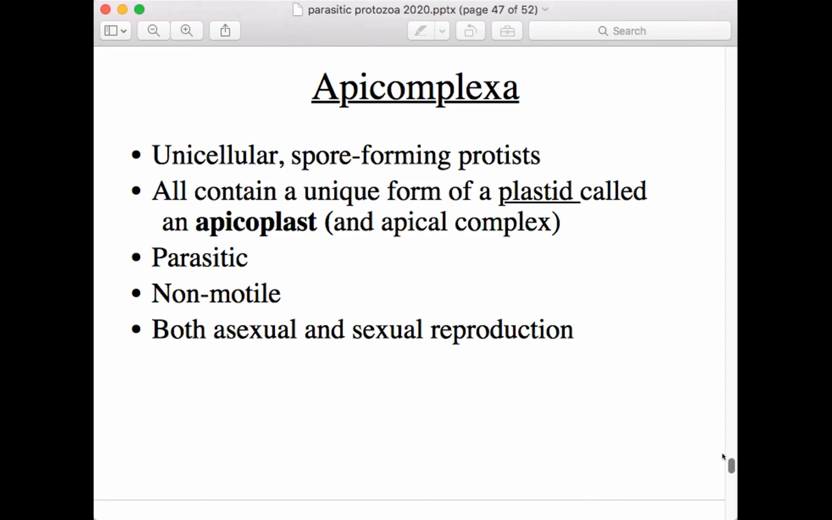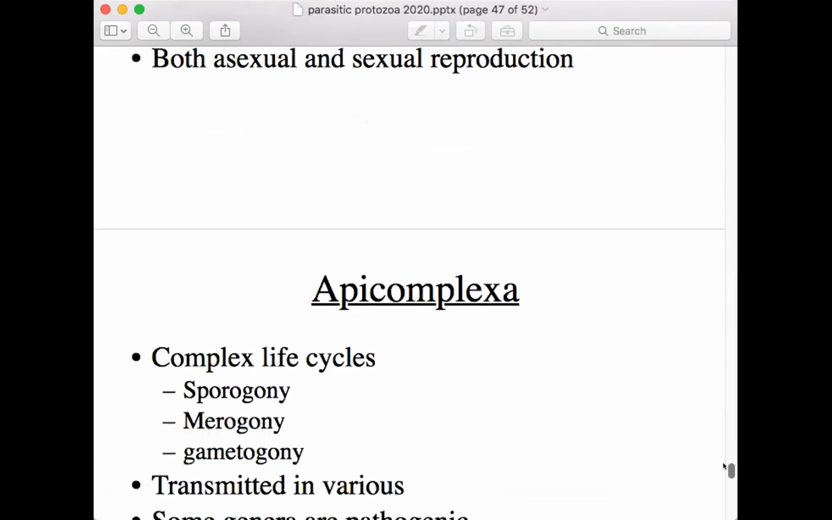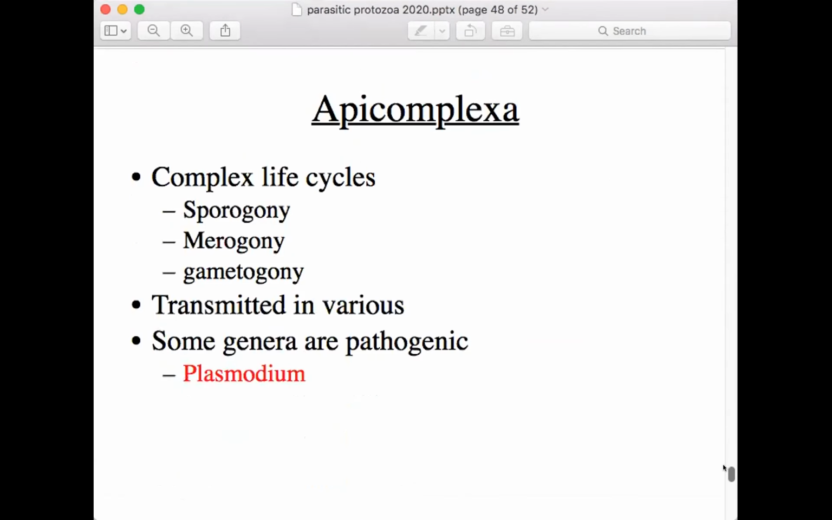We're looking at our Apicomplexa now. These are parasitic protozoa. They're a little bit unique. They have a very complex life cycle. There are 7 species that affect humans, and one of those is the Plasmodium species. All right. So the Apicomplexa, again, have a very complex life cycle that cycles through the sporogamy, mergamy, and gametogamy. You're going to explore this a little bit tonight, again, in your extension exercise.